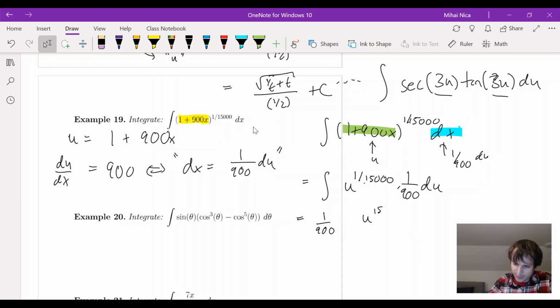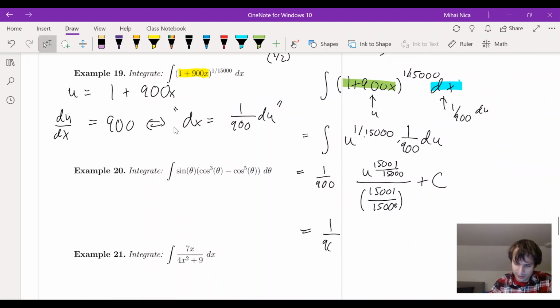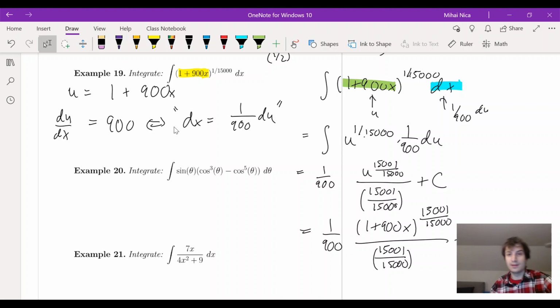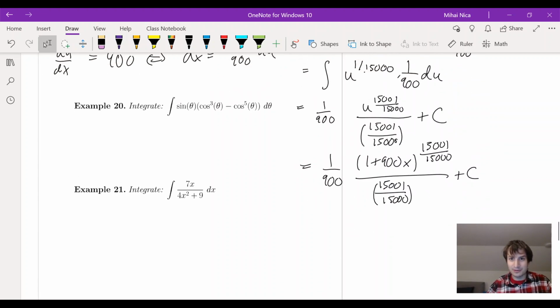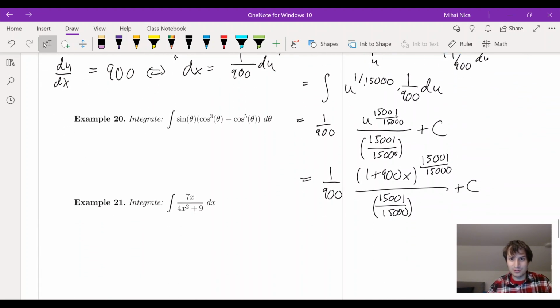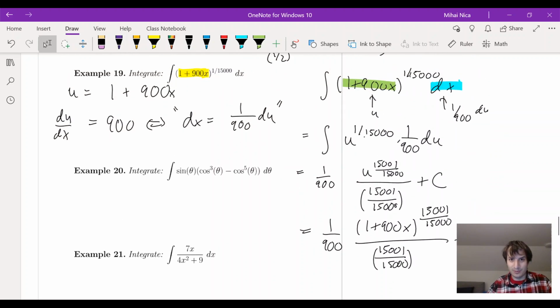15,000 plus 1 is 15,001, divided by 15,000. And then you have to divide by that, 15,001 divided by 15,000, plus c. That's the final answer. You should sub in and write it in terms of x. So this is equal to 1 over 900 times 1 plus 900x to the 15,001 over 15,000, divided by 15,001 over 15,000, plus c. That's it. Oh, you can't see the plus c. There you go. So there's the solution from start to finish with a plus c hidden behind my face.